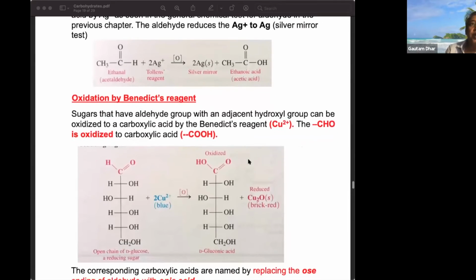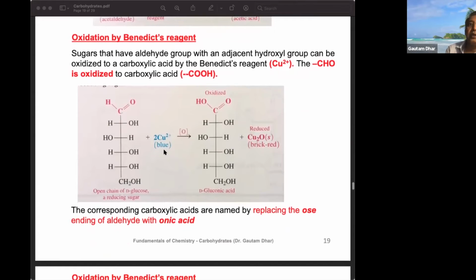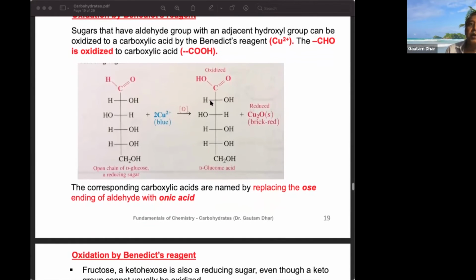You can oxidize the Benedict's reagent. For the Benedict's, remember, it needs an adjacent OH, and that we always find in carbohydrates. So Benedict's reagent is a good test. If you add the copper sulfate reagent, it gives a big red precipitate of copper oxide, and the sugar gets oxidized. That means the aldehyde becomes an acid group, and that's a gluconic acid.